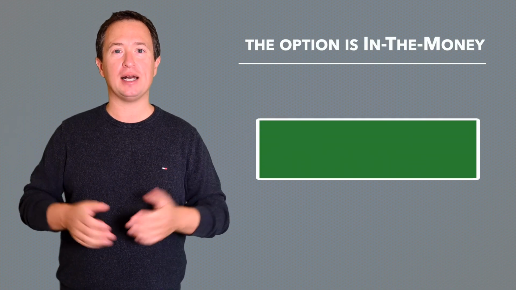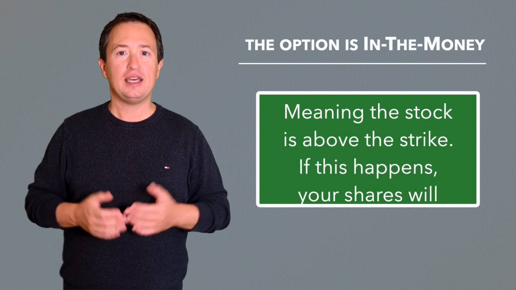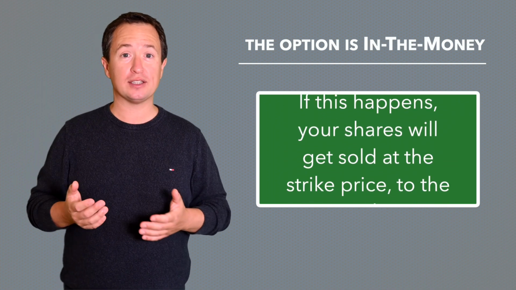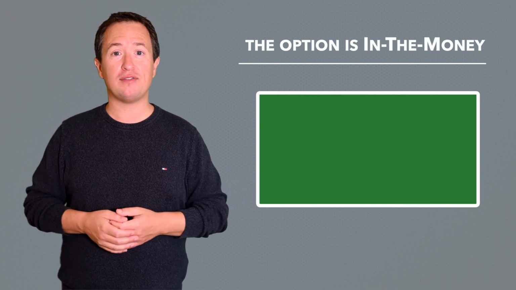Now, you might be wondering about all of the different scenarios that might happen at expiration. Well, at expiration, one of three things is going to happen. Number one, the option is in the money, meaning the stock is above the strike price. If this happens, your shares will get sold to the buyer at the strike price. And using the above Abbott Labs example, if you sold two contracts at the $126 strike, well, you're going to sell your shares, but you're also going to get $25,200 deposited in your account.